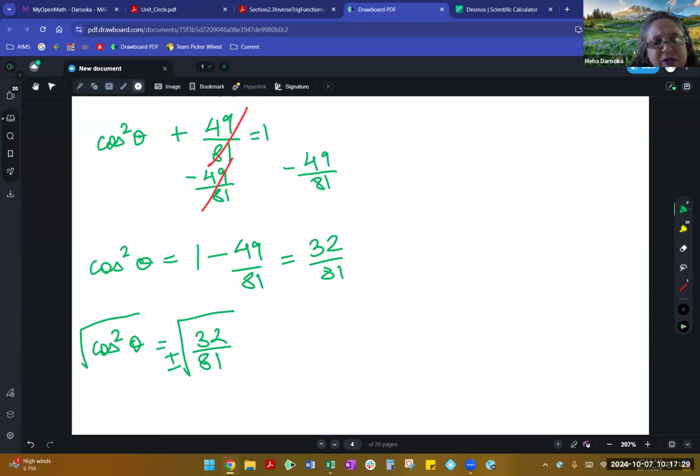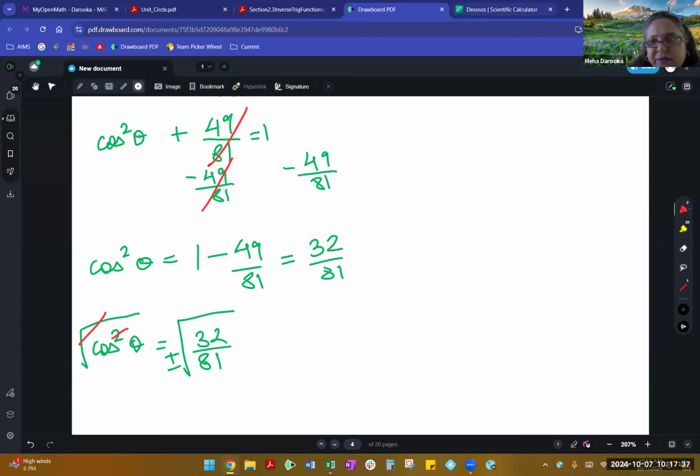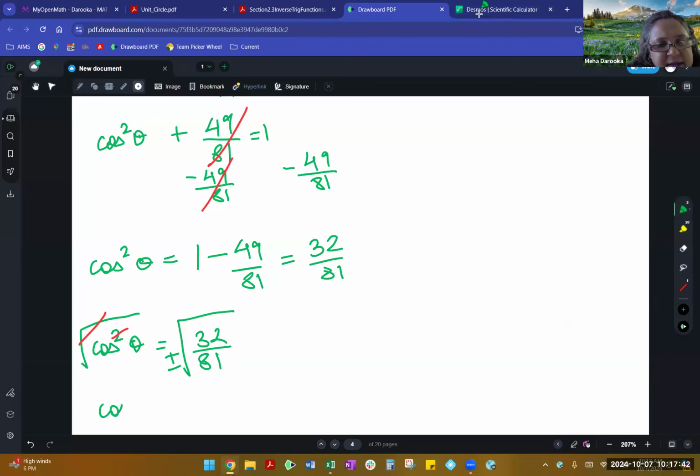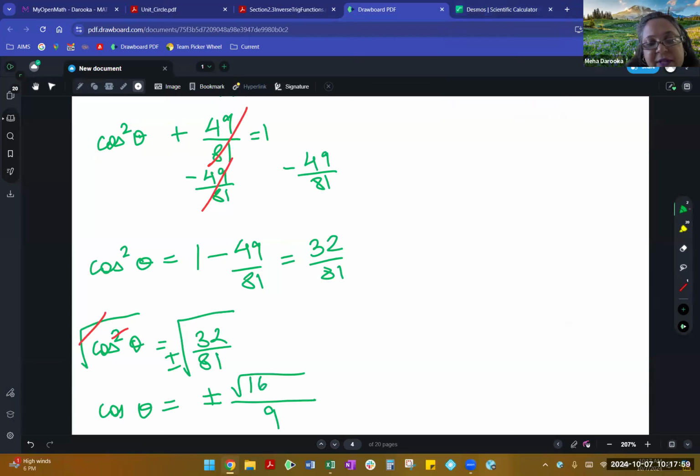So when you take the square root, remember you get one positive, one negative root, and the square root helps you cancel out the square. So this will now become cosine of theta is equal to plus or minus. Now we know the square root of 81 will go back to becoming 9, but it's the square root of 32 that we need to simplify. So 32 can be written as 16 times 2. You can also start with 4 times 8 and then break down the 8 again as 4 times 2.